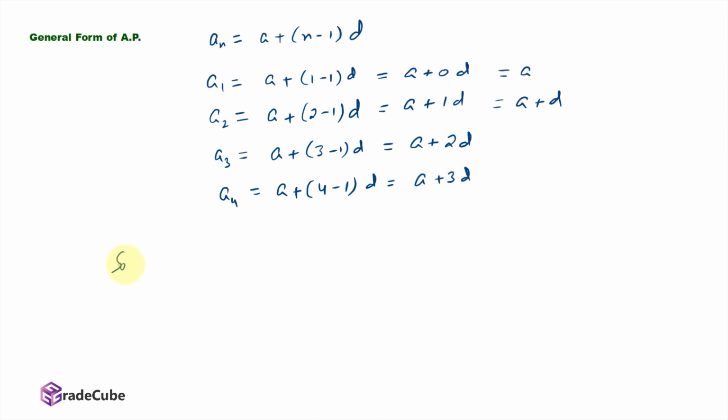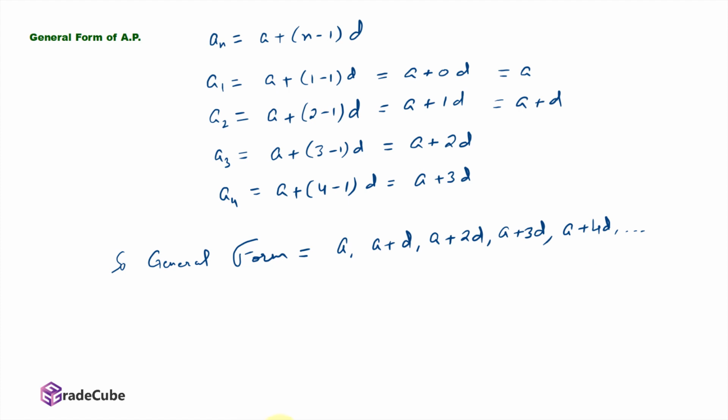So general form of AP can be written as first term a, second term a plus d, third term a plus 2d, and fourth term a plus 3d. And I hope you understand what will be the next term. It will be a plus one more over here. It will become 4d, a plus 4d, and so on. So I hope you understand till this point.